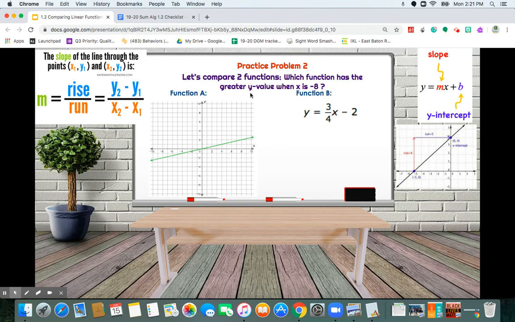Which function has the greater y value when x is negative 8? Now, this one is a little different because you are given an x value. x is negative 8. How do you think we could solve this? Well, if we want to find the value of y when x is negative 8, we can first start with our graph because that's really easy to see. I'm going to look at my x-axis and I'm going to find negative 8. Here it is. And I'm going to find y. Here it is. So when x is negative 8, my y value is negative 2.